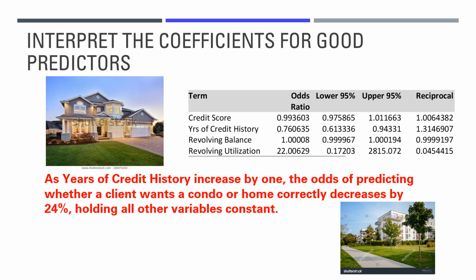Then if I interpret the coefficient for the one good predictor, years of credit history, we would say as years of credit history increase by 1, the odds of predicting whether a client wants a condo or home correctly decreases by 24%, holding all other variables constant.